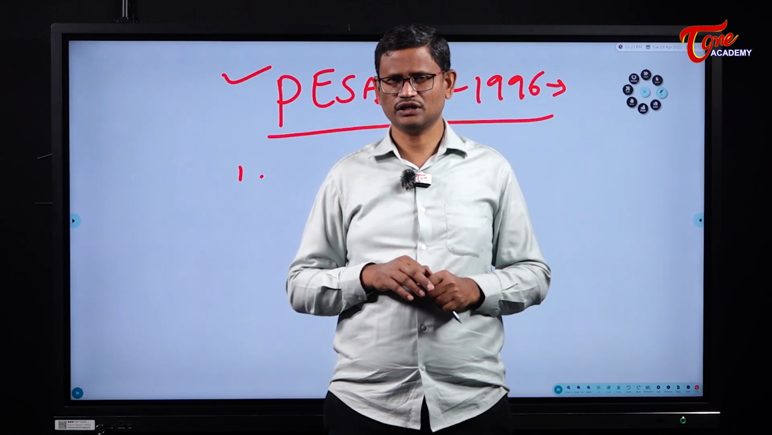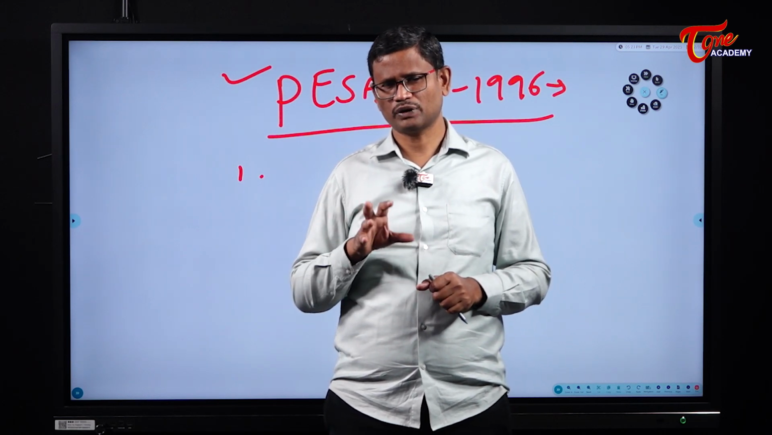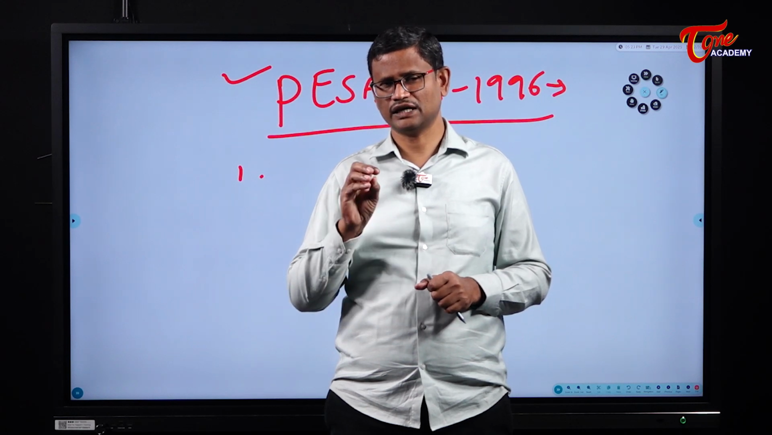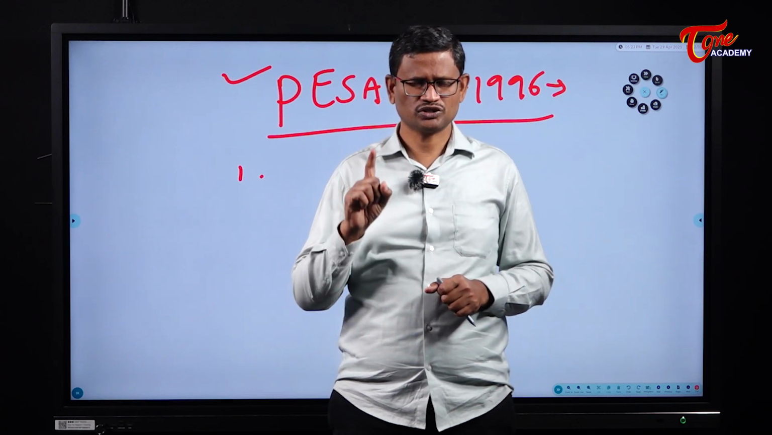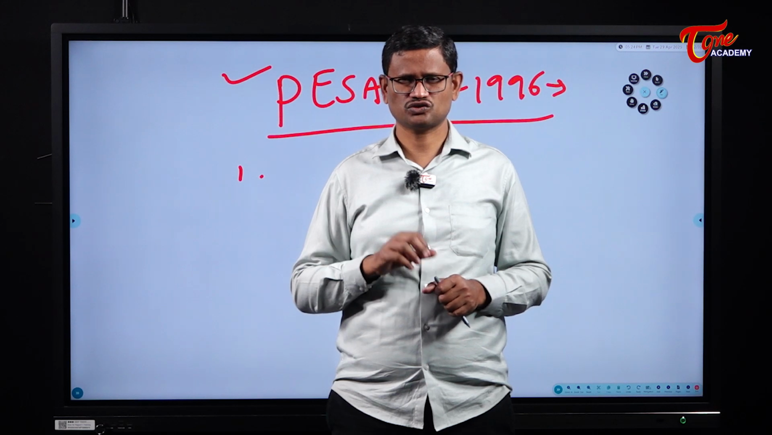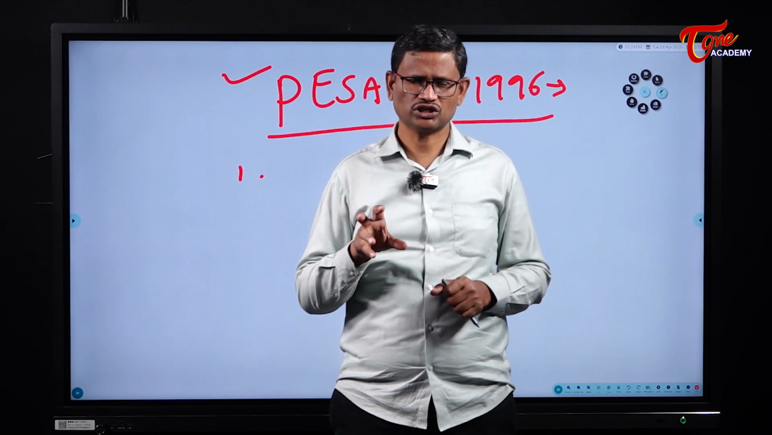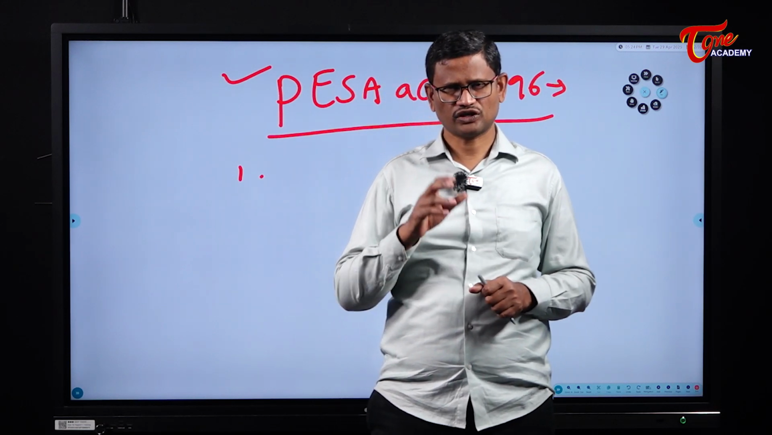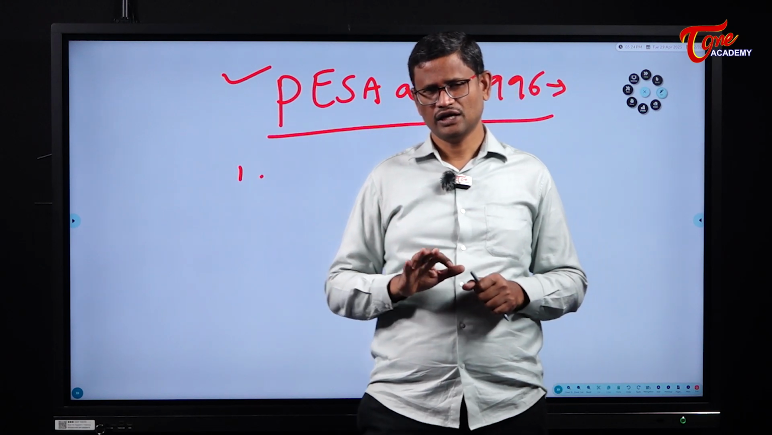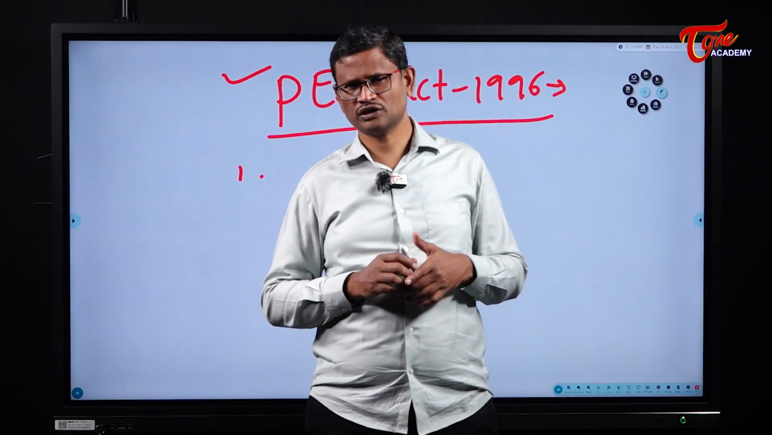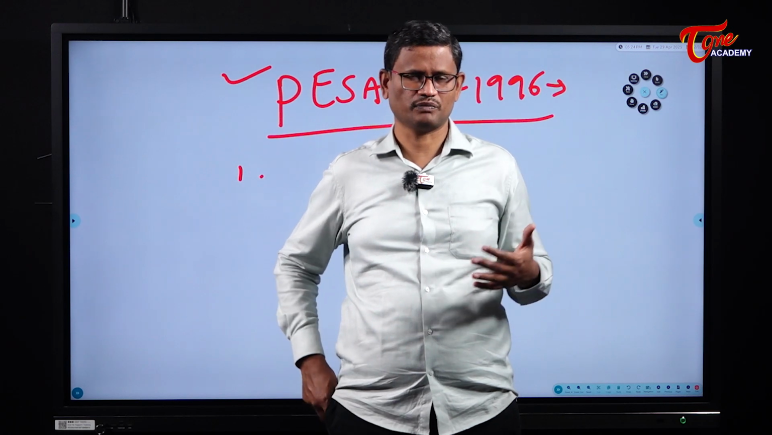But unfortunately, the PESA Act was not properly implemented in letter and spirit. The Union Ministry of Panchayati Raj, which enjoys sweeping powers to give directions to the state governments for effective implementation of the PESA Act, did nothing. So, the Union government did not take adequate measures.